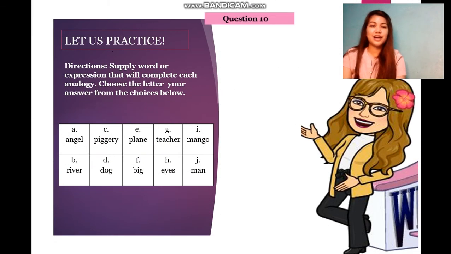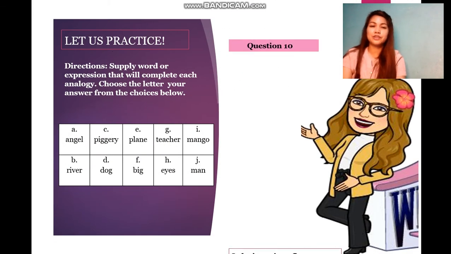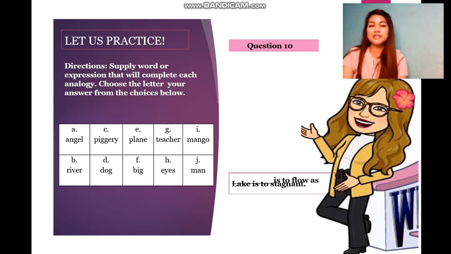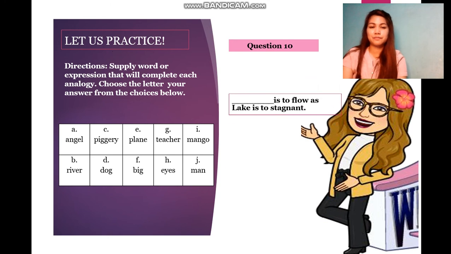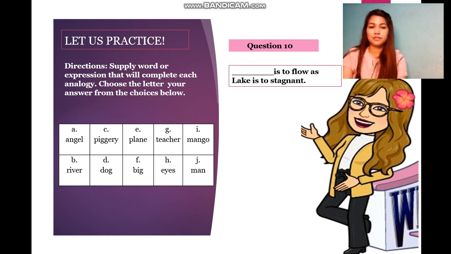And then let's have the last number for our first activity, number 10. For our last number, I'm going to read it for you. Blank is to flow, as lake is to stagnant. Choose the letter of your answer from the choices.